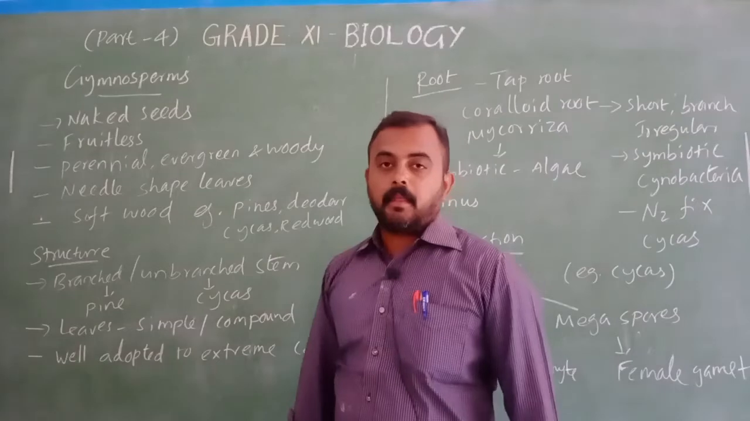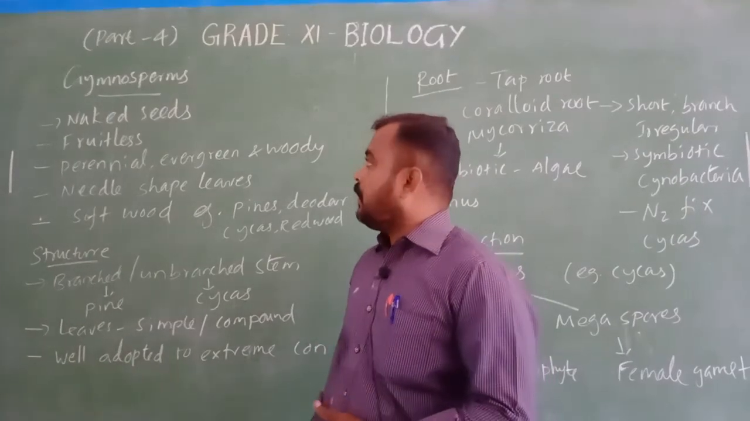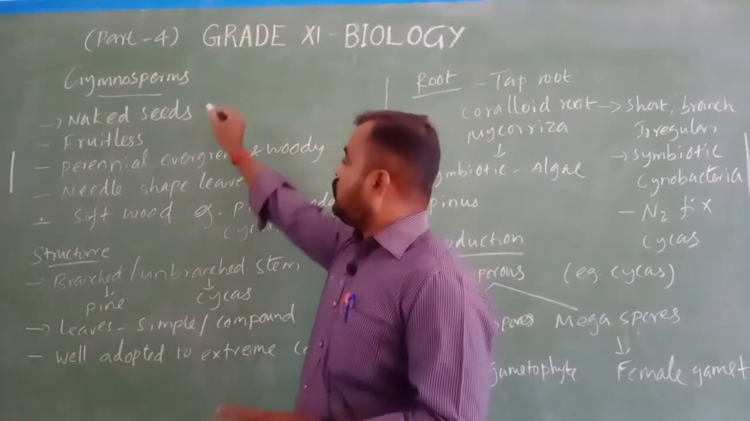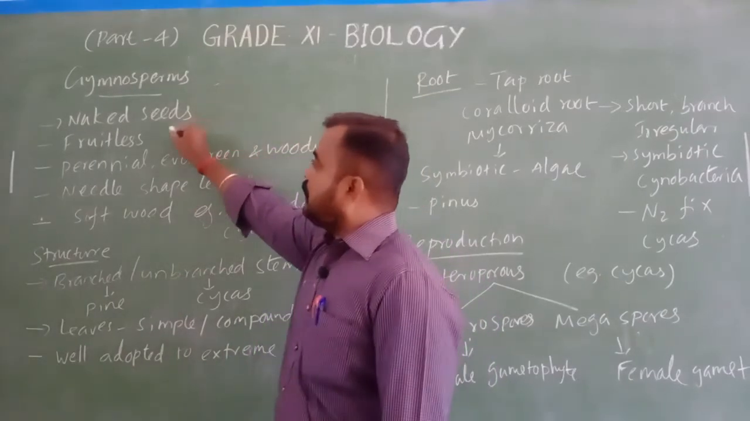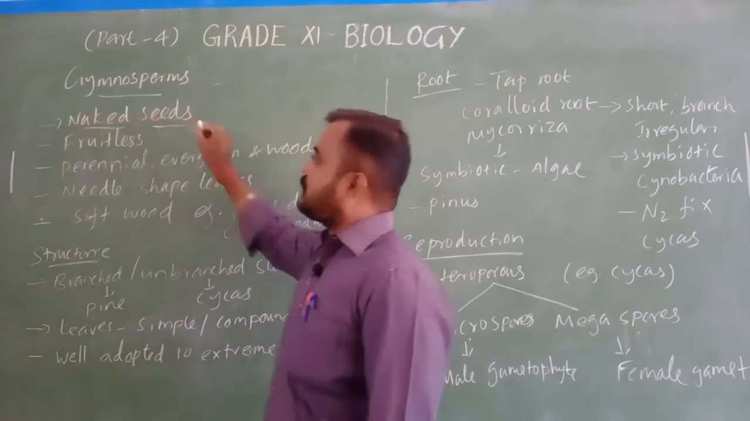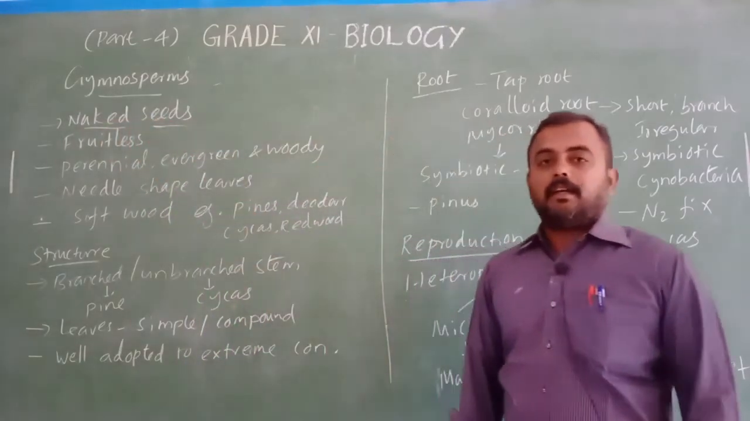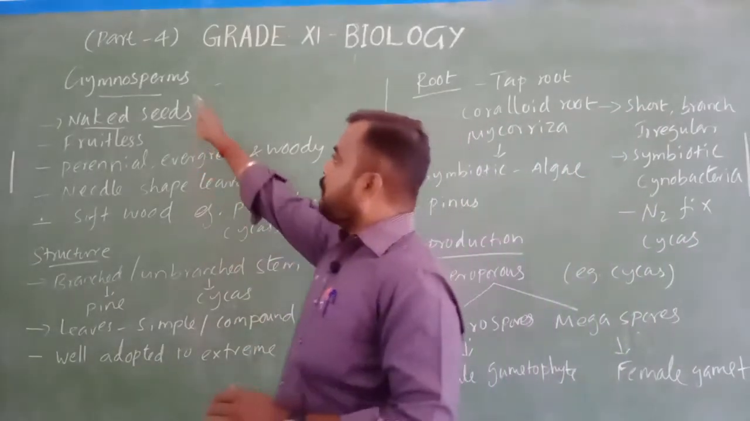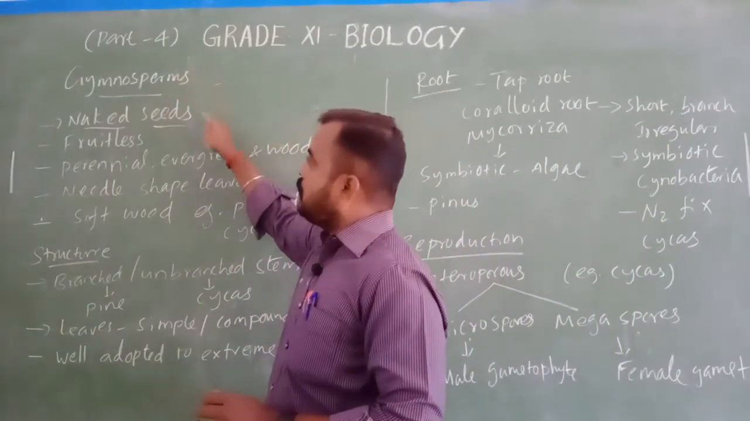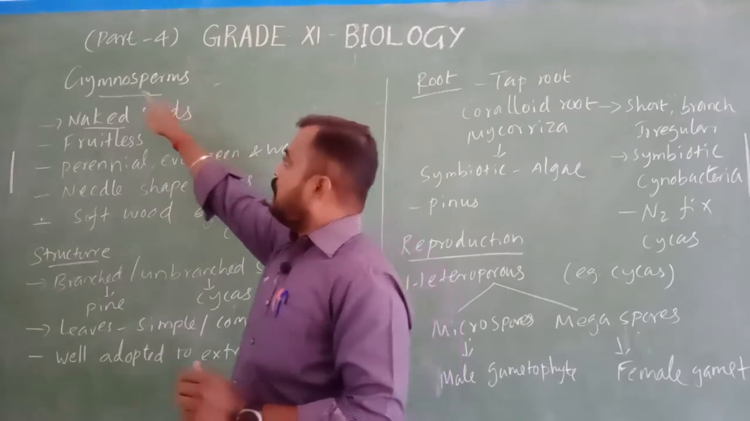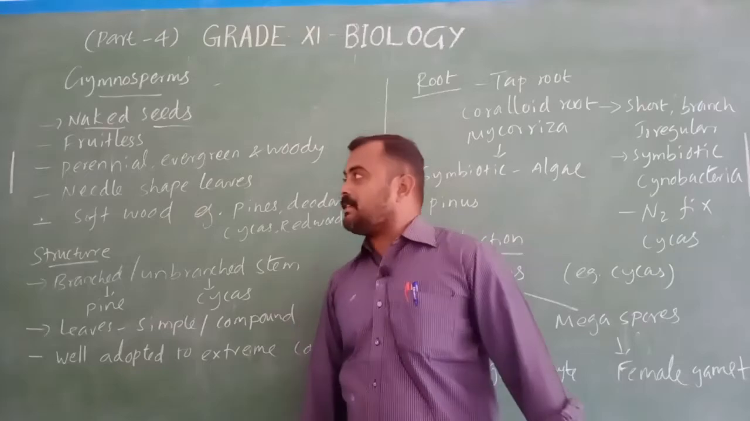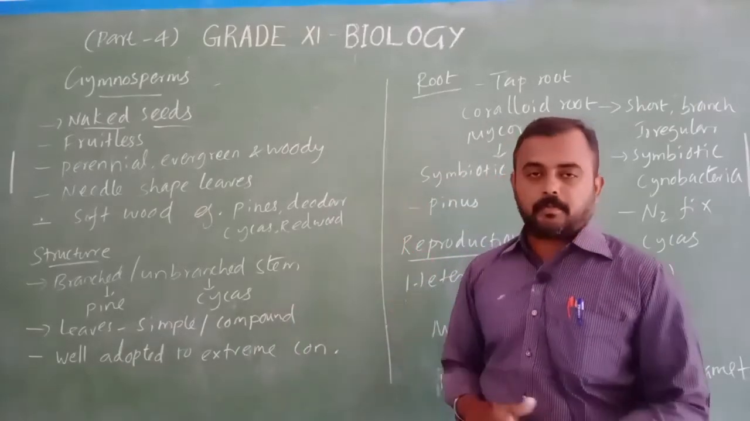Next one, gymnosperms. Gymnosperms means you can see the seeds. They possess naked seeds. That's why it is called gymnosperms. Sperm denotes seeds, and gymno denotes naked. So naked seeds are present in gymnosperms.